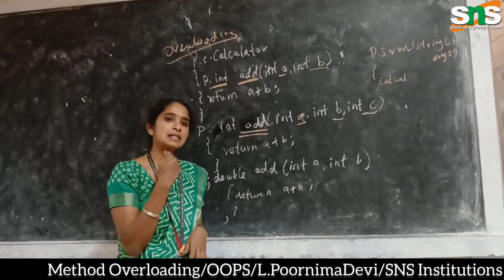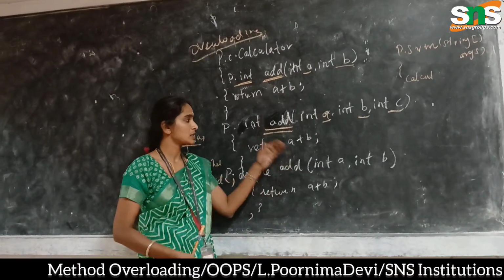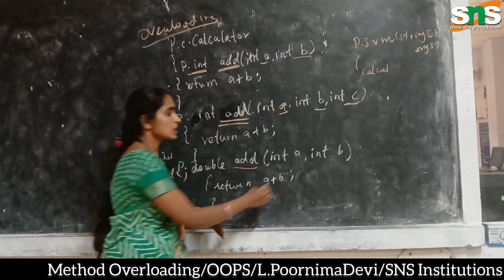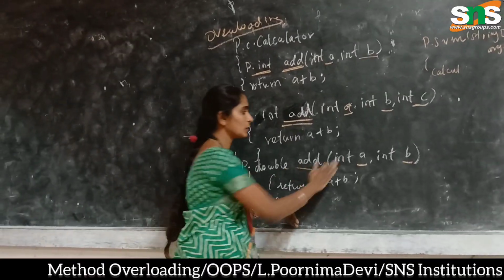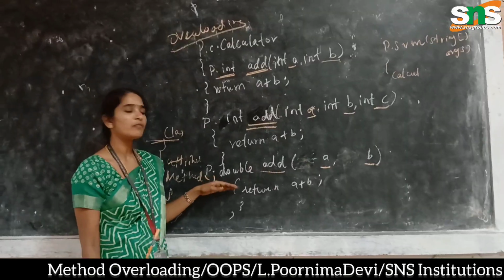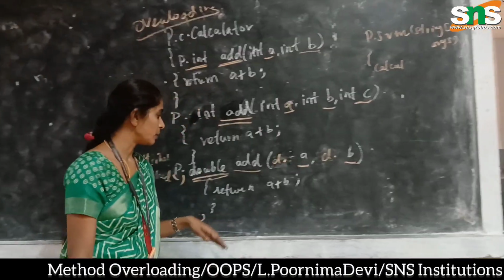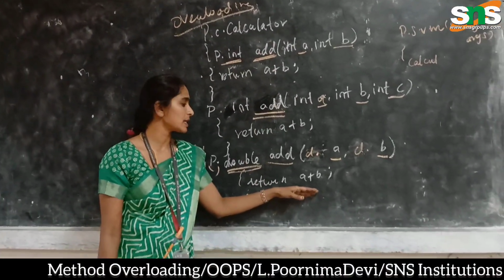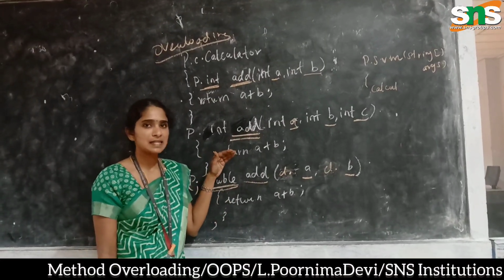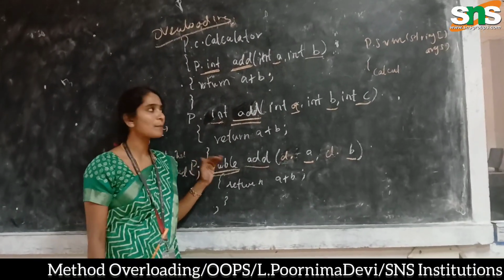The method can have the same name, but we give different parameters or different data types. In the next method, I give the same name as the method already defined. The next values are a and b, but I give a different data type. Here I use double a and double b, and we return the value a plus b. So this is the structure of method overloading. The method name can be the same, but the parameters or the data type will be different.